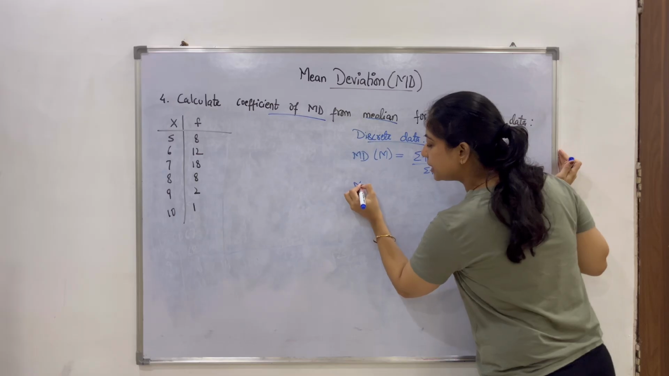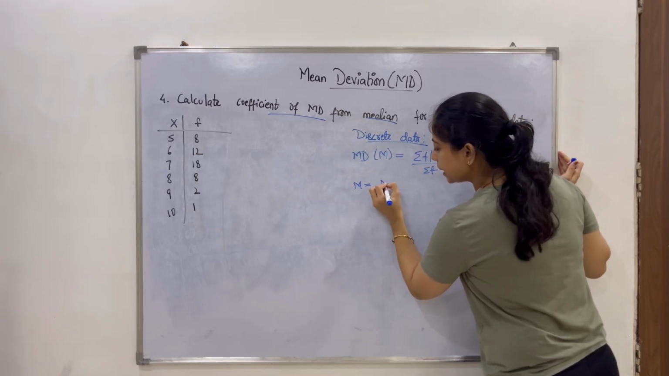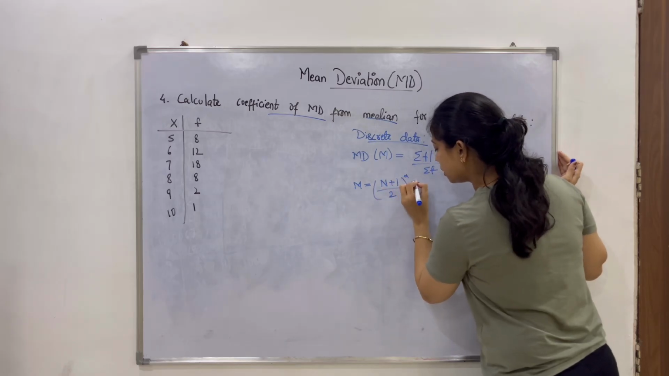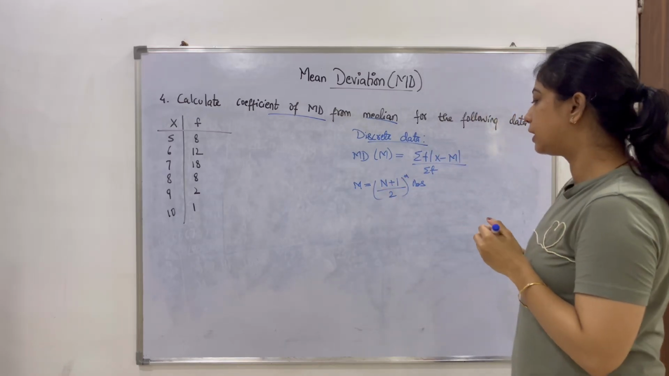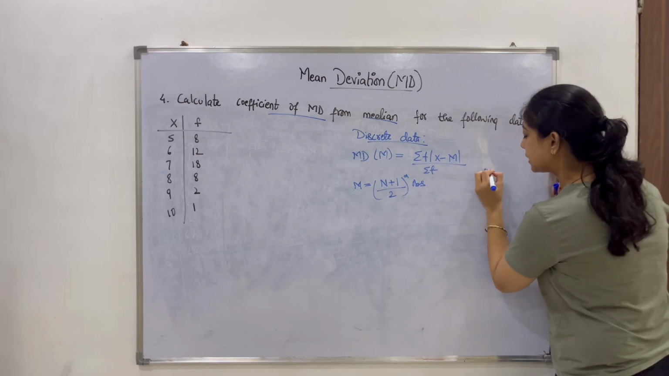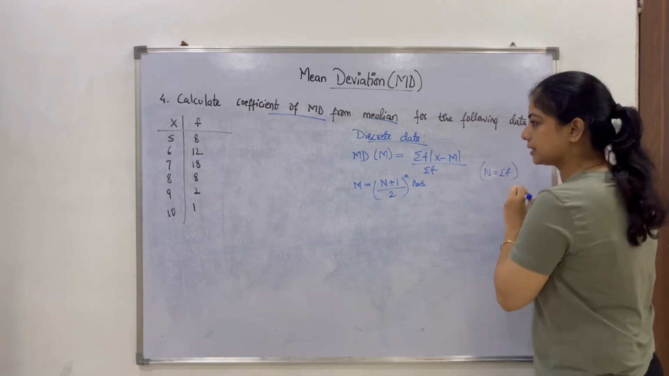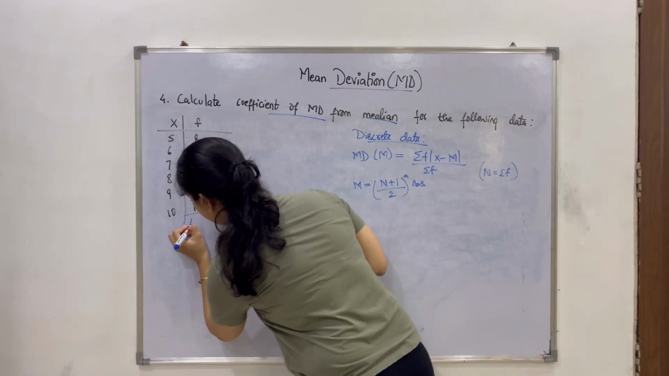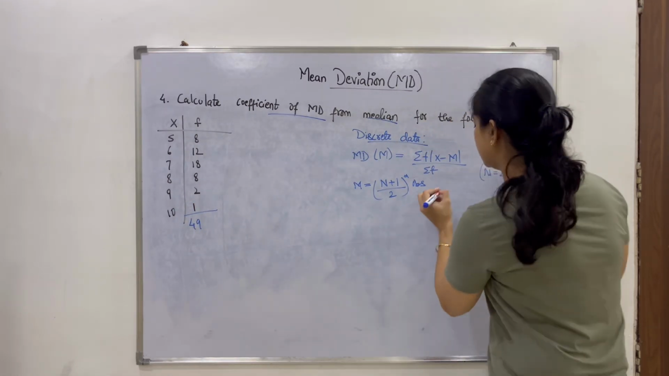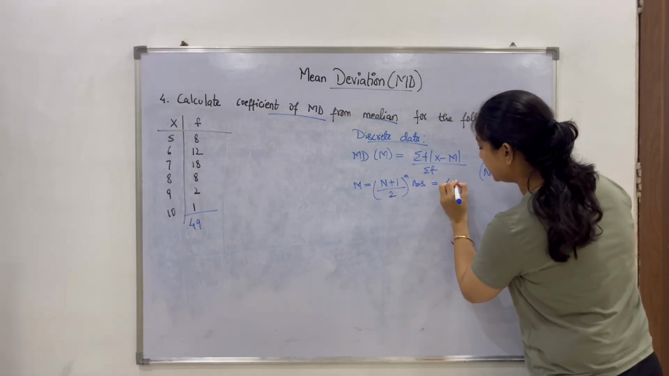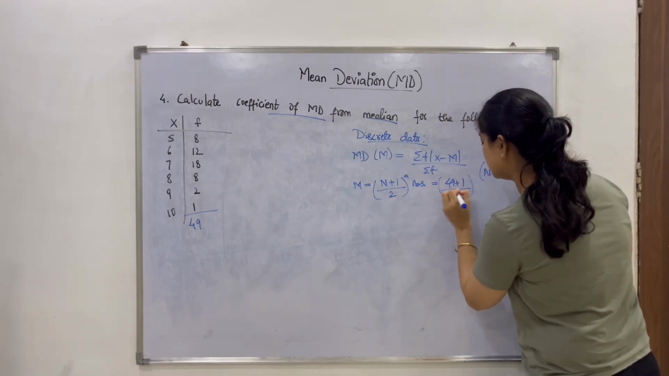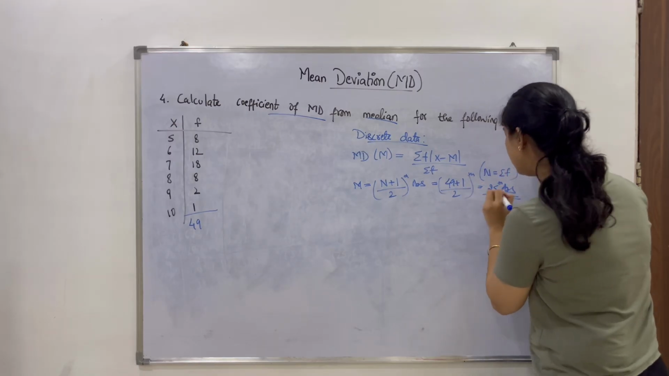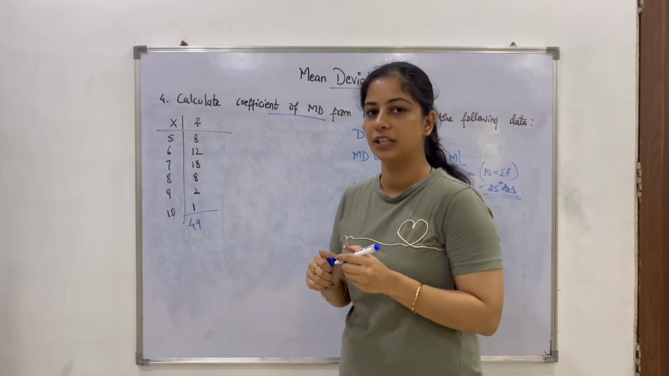So the formula for median will be (n plus 1) by 2th observation. Now in order to get n plus 1, capital N is nothing but your sum of frequency. So first let us take the total of frequency, which is 49. Let us substitute here: 49 plus 1 by 2th observation, which is 25th observation. Now we need to find this 25th observation in our data.